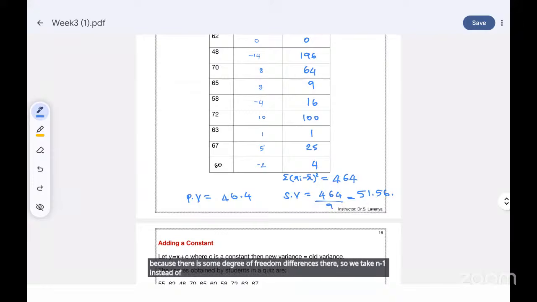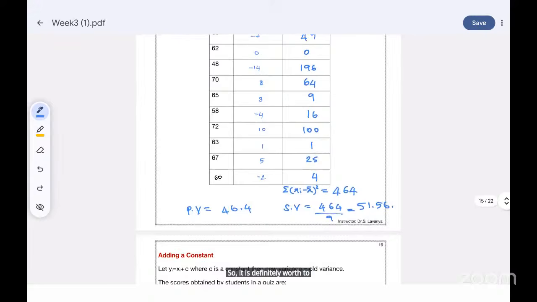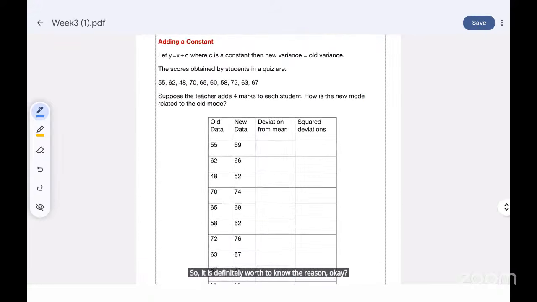To explain it completely, I will take more time. Maybe we'll do the following. If there is a specific video where this is already discussed, I will share that, or if possible, I'll try to discuss this during the doubt session. It is definitely important to know the reason. Okay, all right.